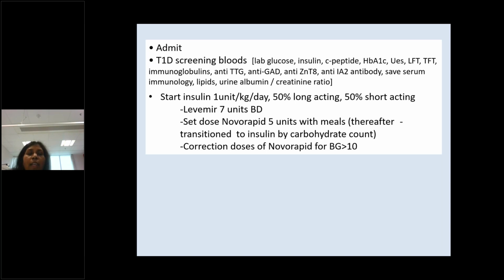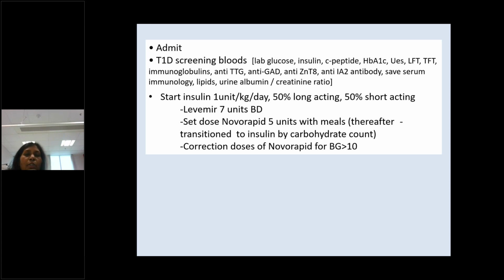And then we give them a set dose of Novorapid. For this child, we calculated 5 units with meals. This child weighed 30 kilos, so 15 is Levemir, which is long acting, which we divided into half to give 7 units PD, so a total of 14 or 15. And then the Novorapid 5 units, and by day 2 or so, we can then start carb counting for them.